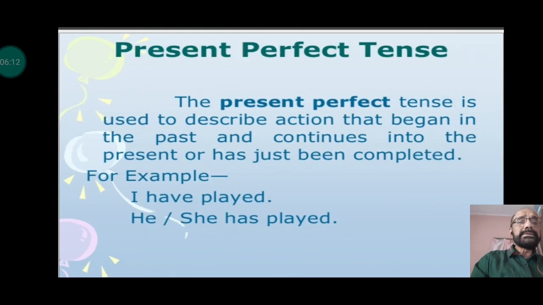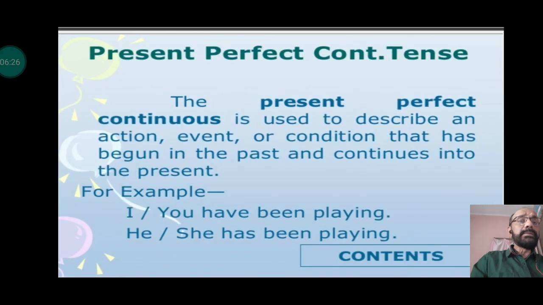Present perfect tense is used to describe an action that began in the past and completed into the present, or has just been completed. I have played, she has played. Now present perfect continuous. The present perfect continuous is used to describe an action, event, or condition that has begun in the past and continues into the present.